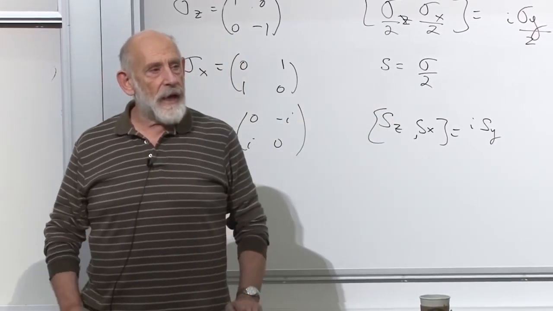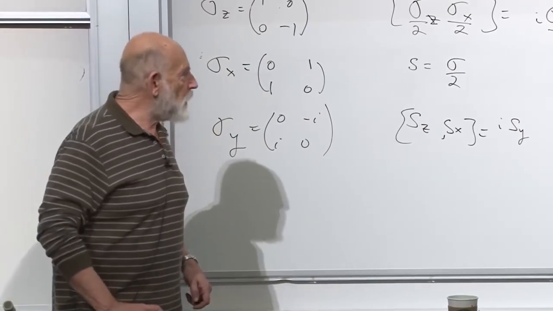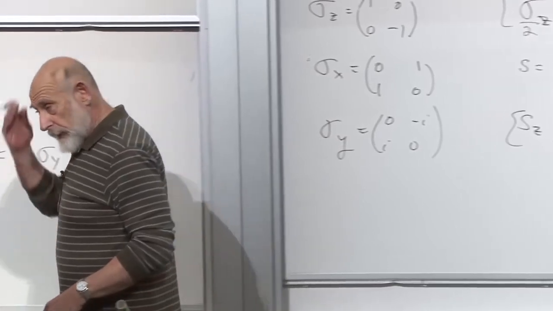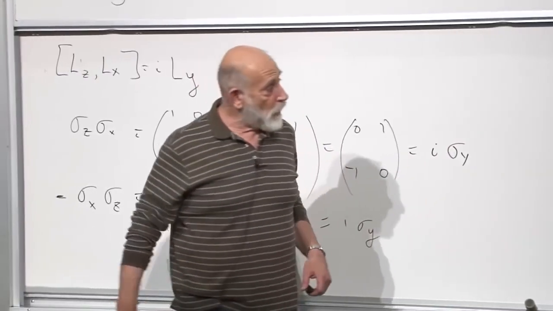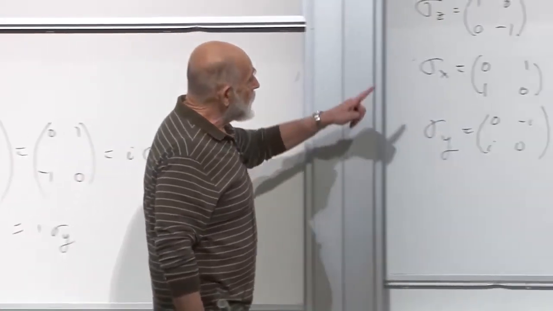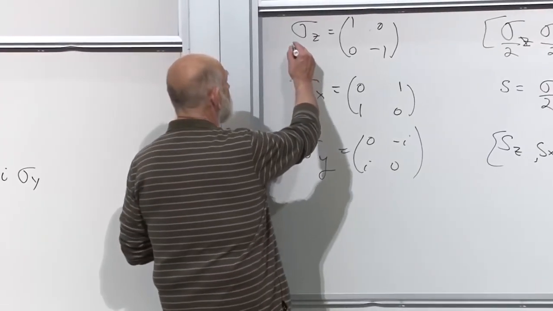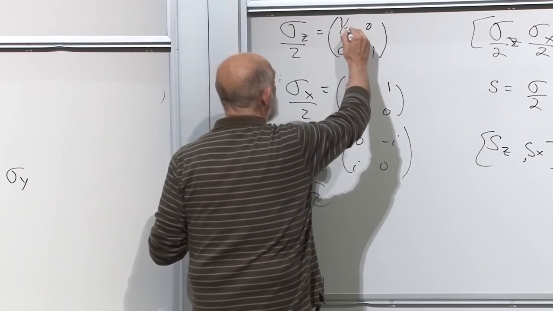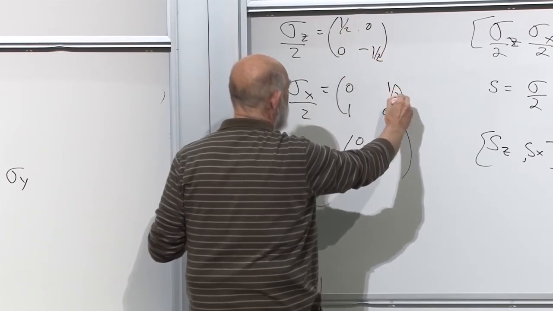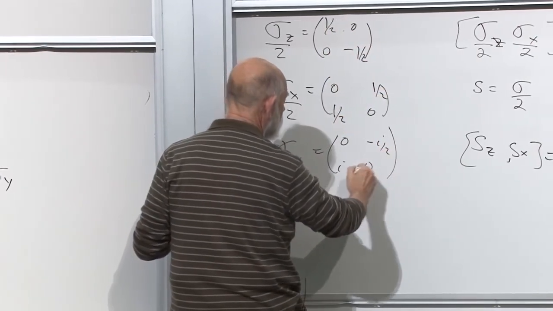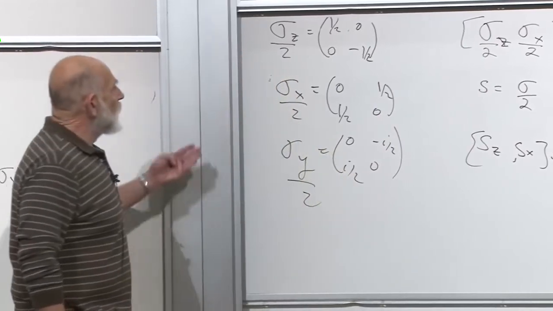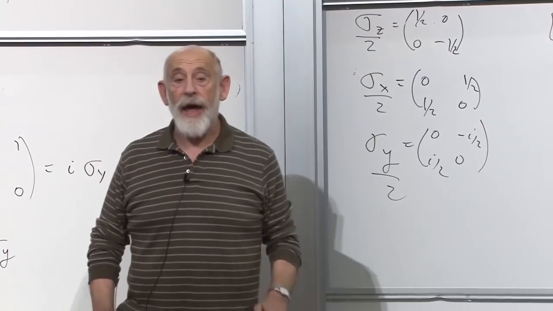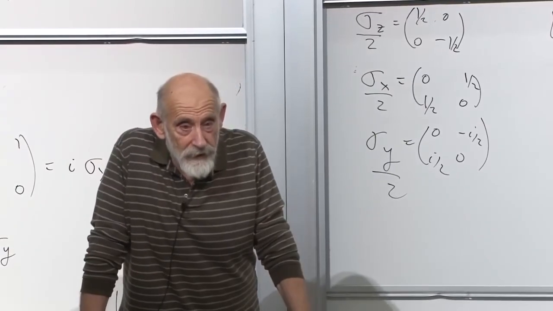Okay? But now we can answer the question, what are the eigenvalues of, let's say, the z component of the angular momentum? The z component of the angular momentum, let's put some 2's here now that we know what we want. Notice that the eigenvalues of the z component of angular momentum are 1/2 and minus 1/2.